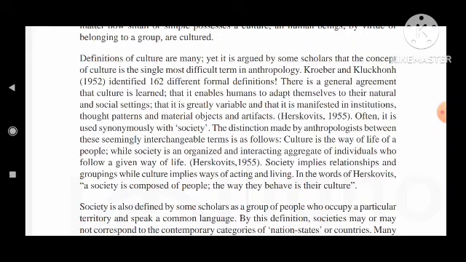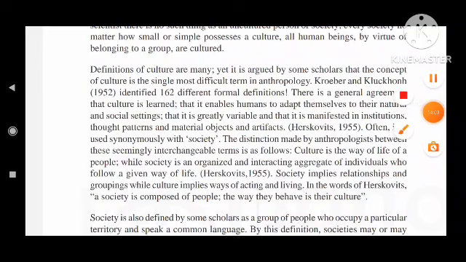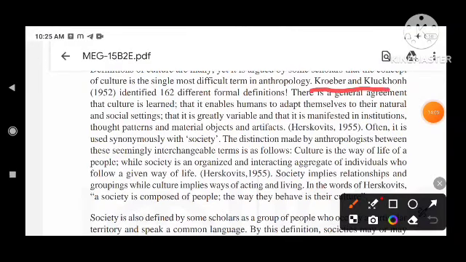So who gave 162 different formal definitions? Here is the answer: Kroeber and Kluckhohn, 1952, identified 162 different formal definitions.